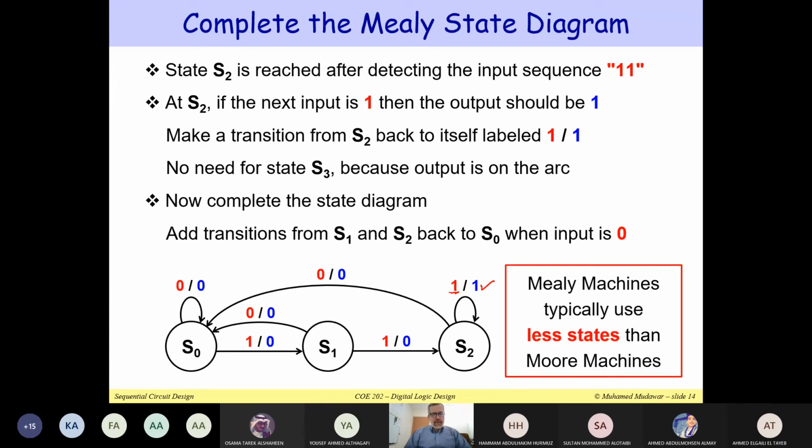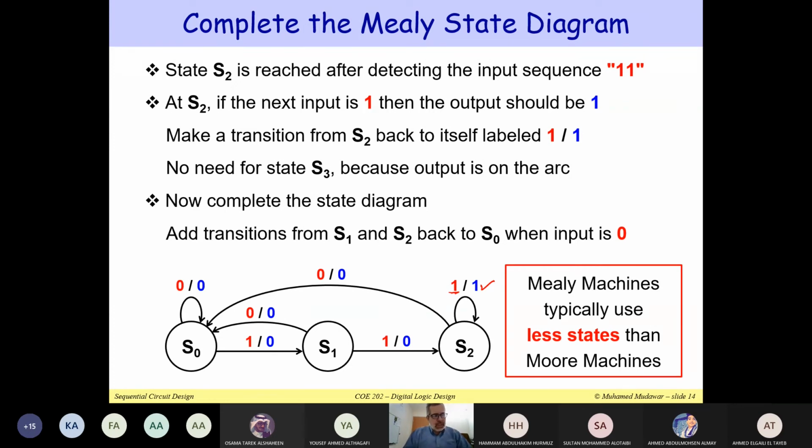Notice that here we have reduced the number of states. We had 4 states in the case of the Moore design, and now we have only 3 states in the Mealy state diagram. It's going to detect the same sequence 1, 1, 1, but this is a Mealy machine, not a Moore machine, that uses only 3 states versus 4 states.